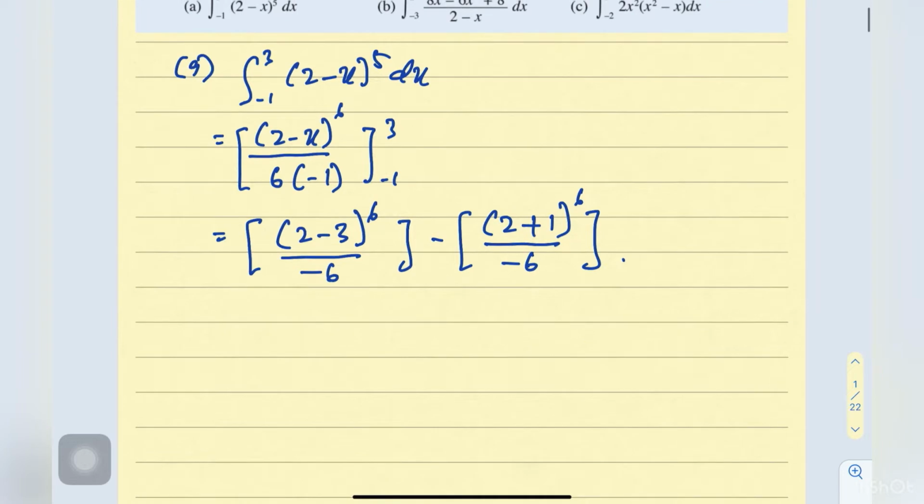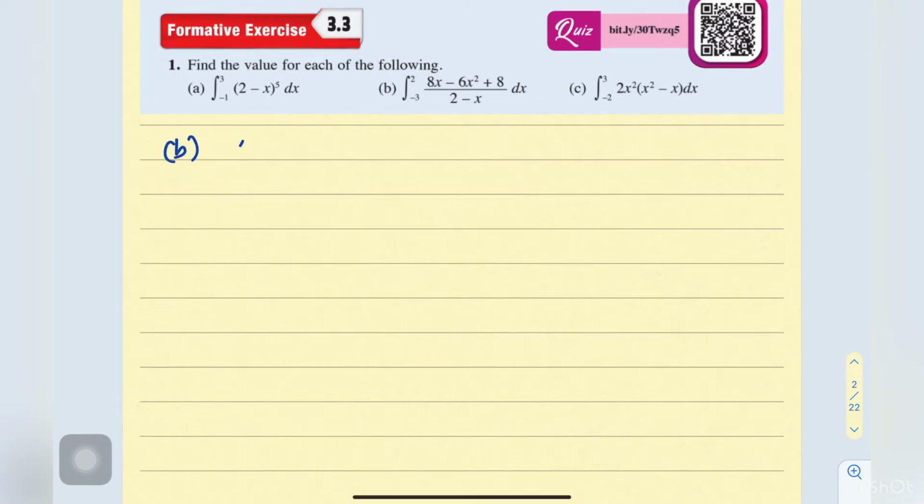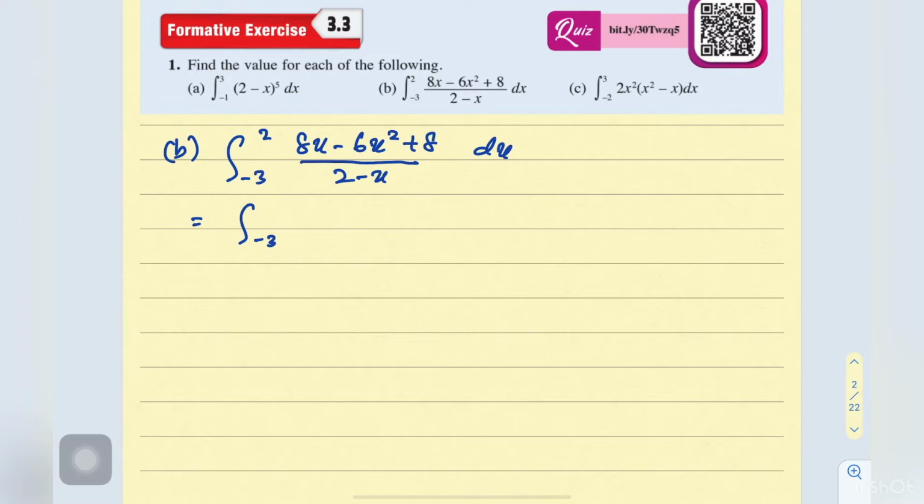So this one I can move out 1 over 6. So this one is -1 power of 6 minus 3 power of 6. Okay, equals to 364 over 3. B, integrate from 3 to 2, 8x minus 6x squared plus 8 over 2 minus x dx. First of all, we need to simplify this one. Okay, so 4x minus 3x squared plus 4 over 2 minus x dx.